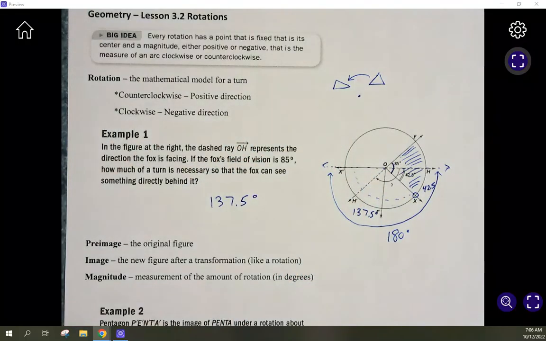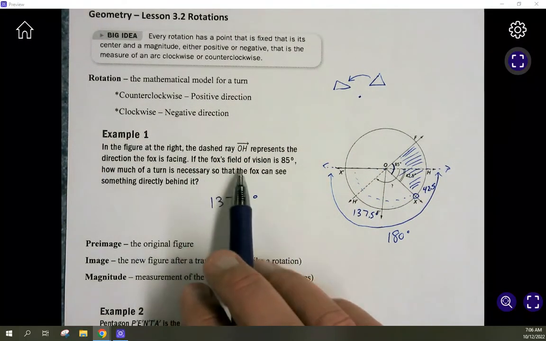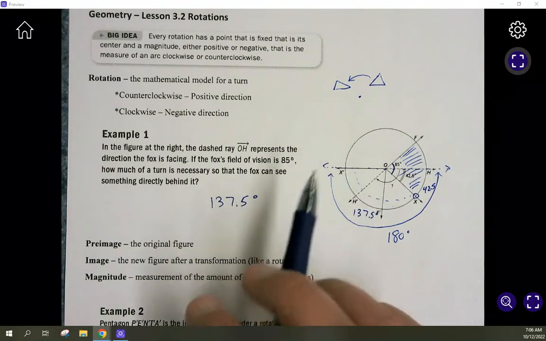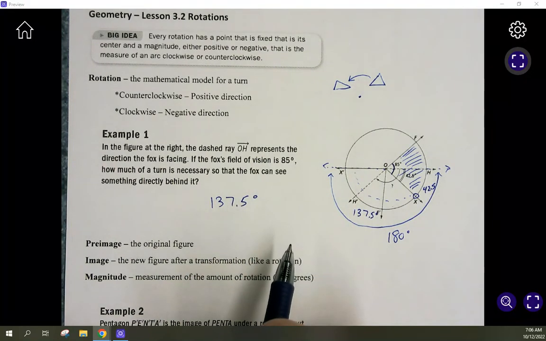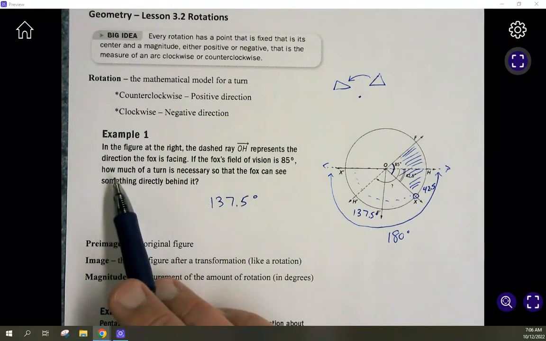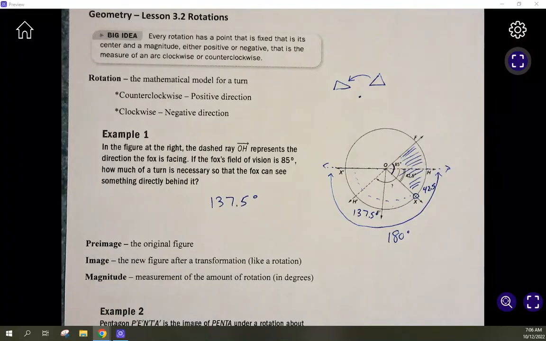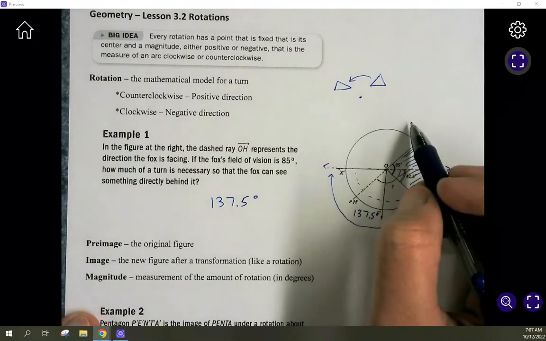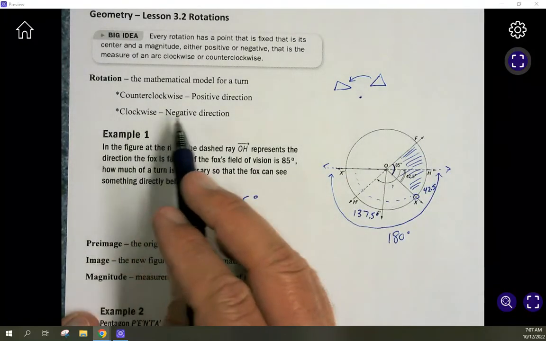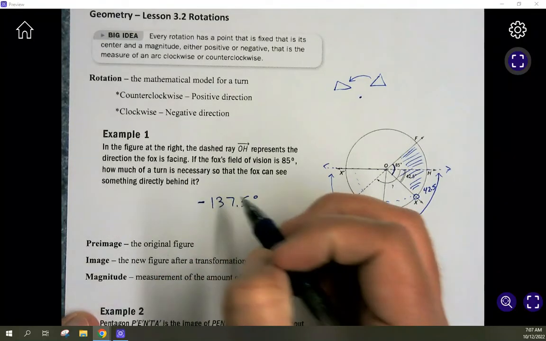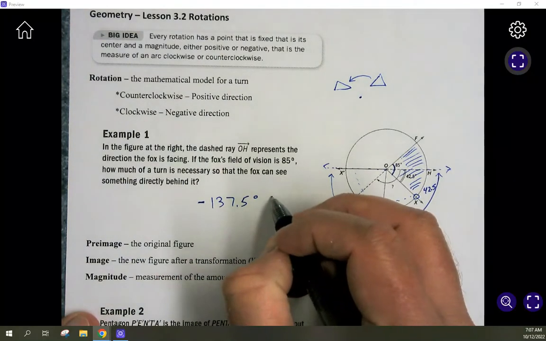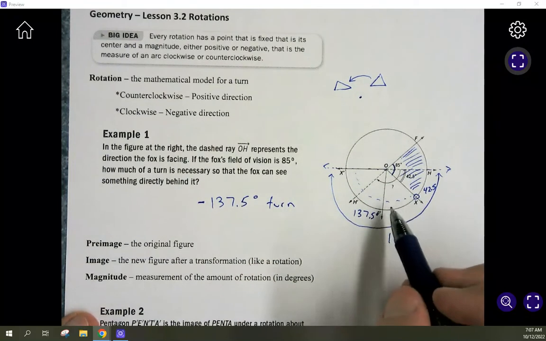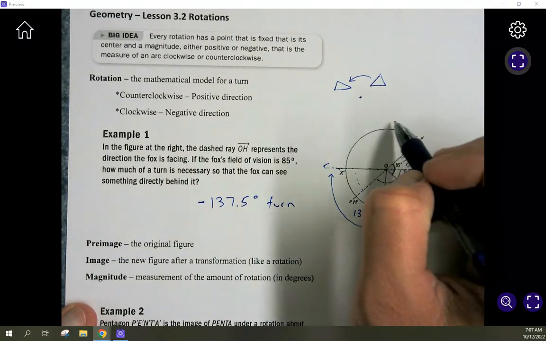Now, we also talked about positives and negatives here. It didn't ask specifically for the magnitude of the rotation. If it was asking you like that, we'd have to think positive and negative. This just says how much of a turn is necessary. But to keep things consistent with how we're going to speak about these rotations, we do want to consider the positive and the negative. If you look at the turn that we've made here, that is going clockwise. Like we talked about, that's a negative direction. So it is going to be a negative 137.5 degree turn, because if we set a positive 135 degree turn, we would be going this way.